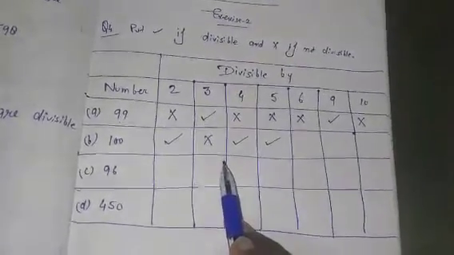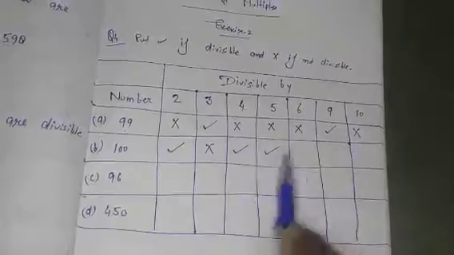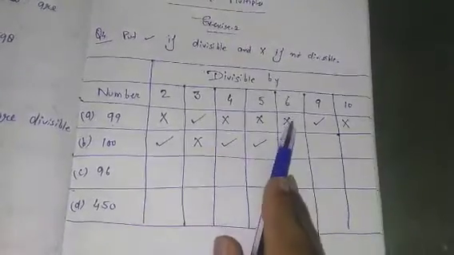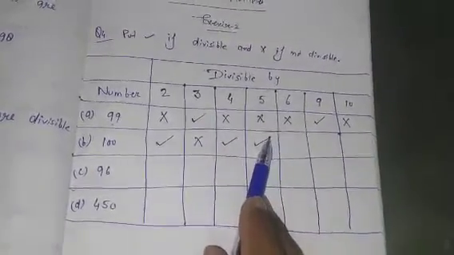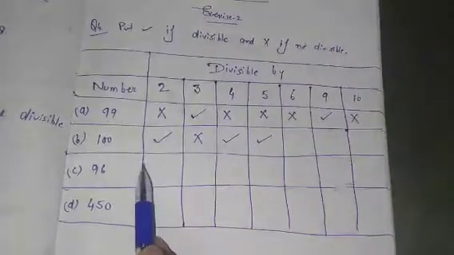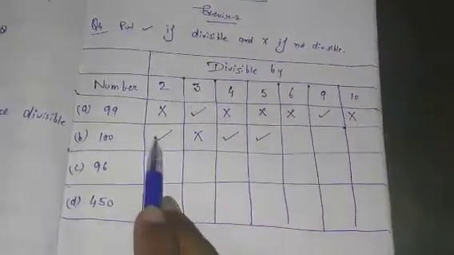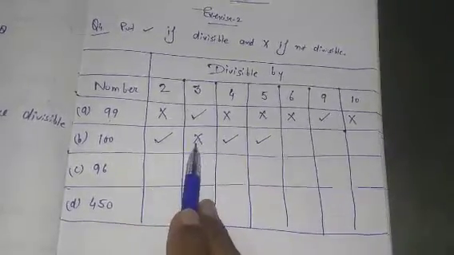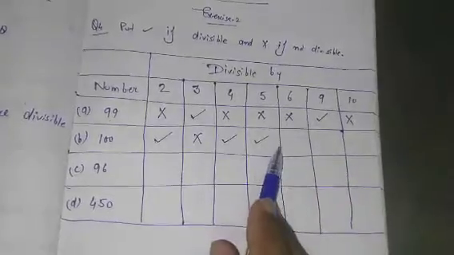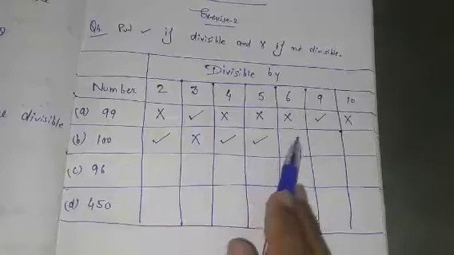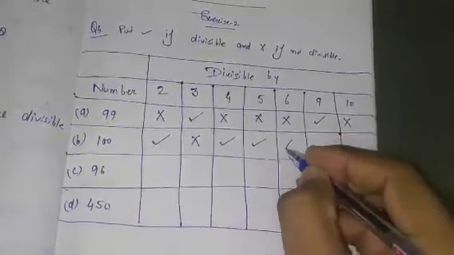Clear students? Now the next divisibility number given is 6. Okay, so you know the rule of 6. If any number is divisible by both 2 and 3, then that number will be divisible by 6, otherwise no. Here you have seen 100 is divisible only by 2, not 3. So it means the rule of 6 is not applicable. It means 100 will not be divisible by 6. So here you will put a cross.